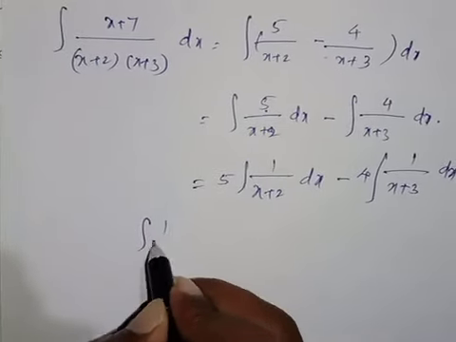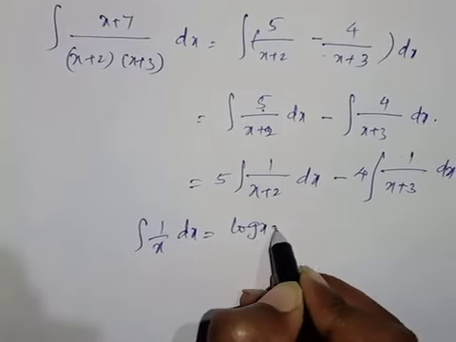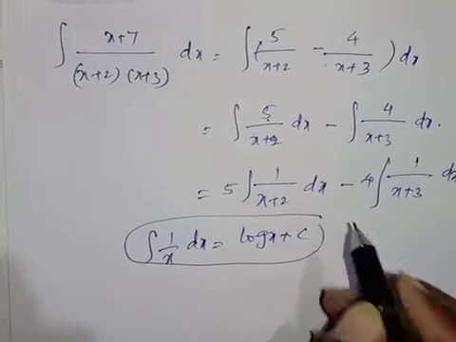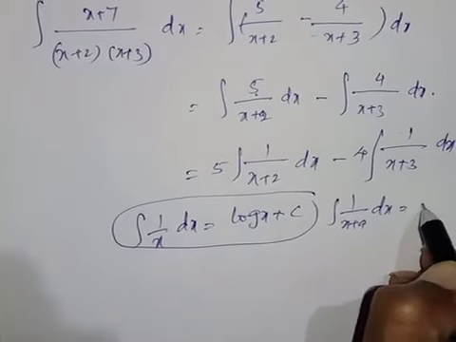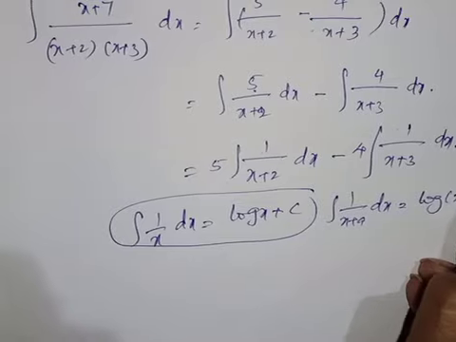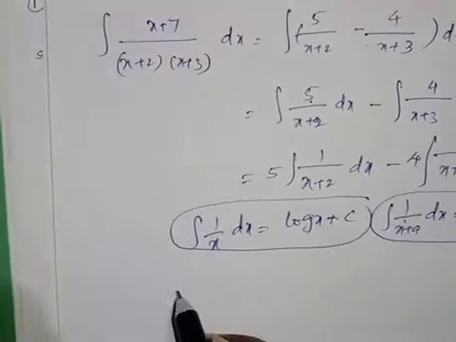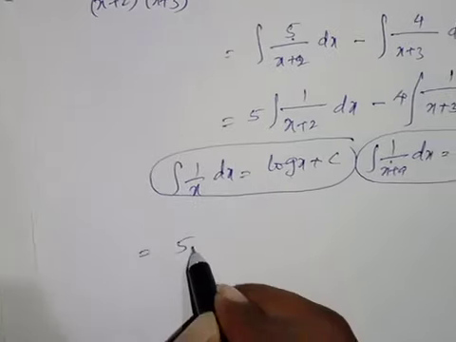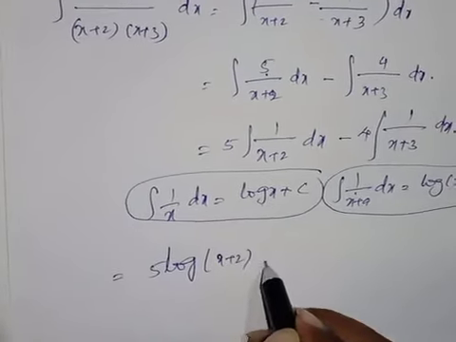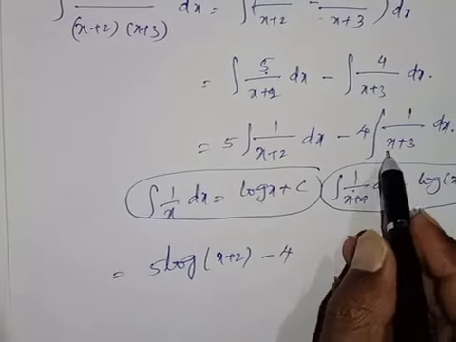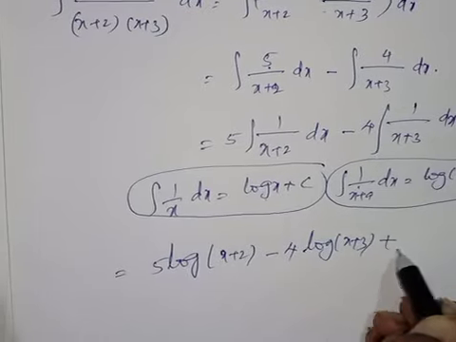We know that the integral of 1 by x dx is equal to log x plus c. At the same time, the integral of 1 by (x + a) dx is equal to log of (x + a) plus c. So if we apply here, that is equal to 5 into log of the denominator, x + 2, minus 4 into the second denominator, log of (x + 3), plus c.